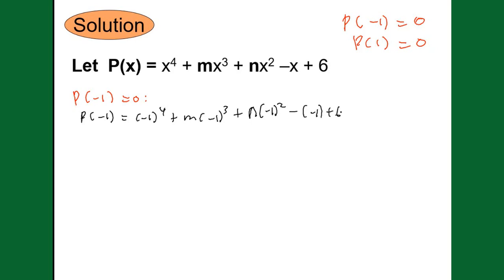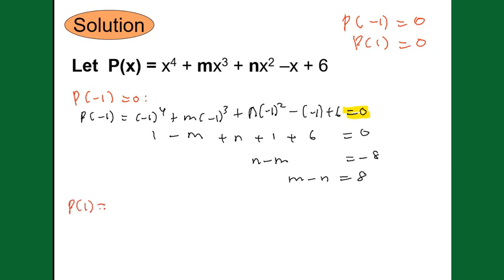Okay, yang ini boleh buat terus is equal to 0. Cara ini pula saya buat. Sebelah sini pula saya tulis. You boleh tulis bawah, okay, kalau nak. You all kan flexible. Okay, 1 minus m plus n, hati-hati plus 1 plus 6 is equal to 0. So n minus m, tak apalah, kita buat dulu. Negative 8, atau m minus n is equal to 8.